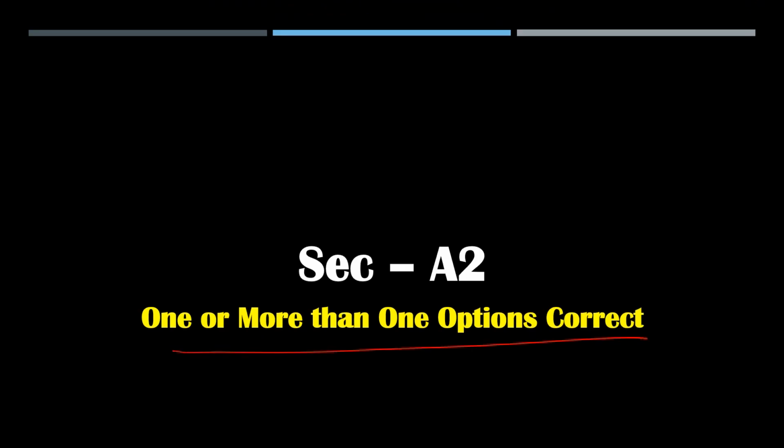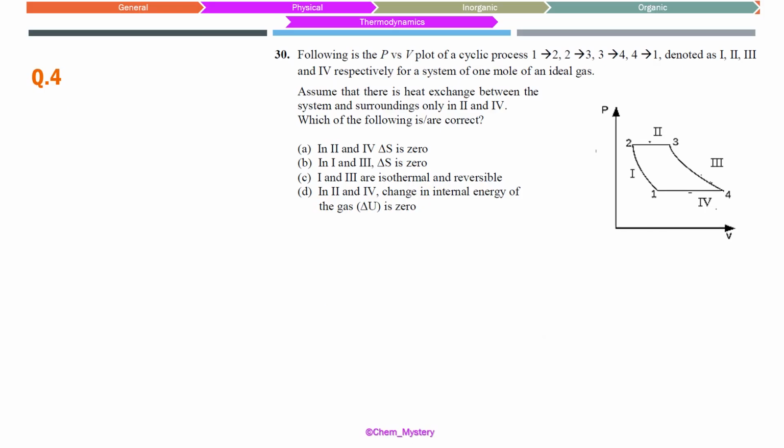Now we have section number 2. Only one question was asked. This is one or more than one option correct. And this question was from thermodynamics. We are given some curve, and in this curve we have been asked going from point number 1 to point number 2, then to point number 3, and then to point number 4, coming back to point number 1. In this cyclic process, we are being asked which of the following options are correct.